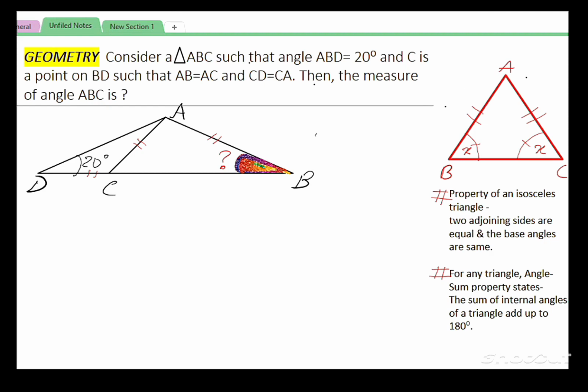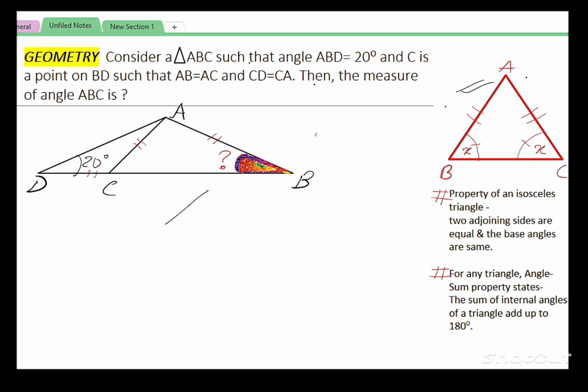And before we begin, we make use of a certain property of the isosceles triangle. What does it say? The property of an isosceles triangle is that two adjoining sides are always equal and the base angles in between them are always the same. And we're going to make use of this. Along with that, there's another very common and popular rule in triangles, which says that the internal angles of a triangle sum up to 180 degrees. Let's use these two concepts and put them in triangle ADC.